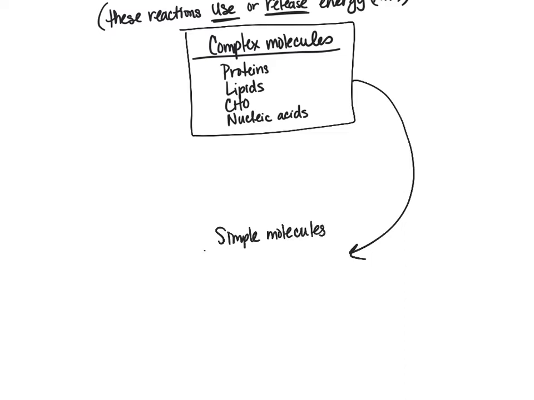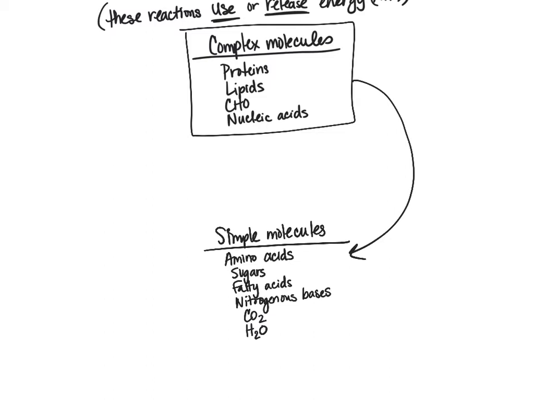And we're going to look at this in much more detail as we're moving on here. This is kind of a general overview. But our simple molecules would be things like amino acids, which we'll talk about, sugars, which we'll talk about, fatty acids, our nitrogenous bases, CO2, and H2O, we'll say. So we have complex molecules, which are big and long, and as their name implies, complex. And then we have our simple molecules.